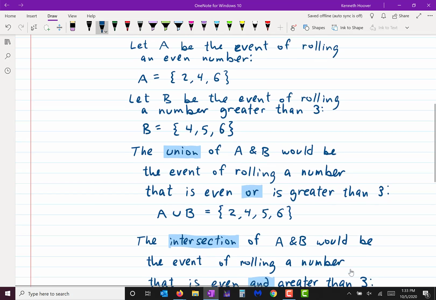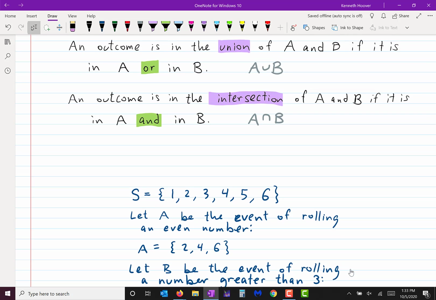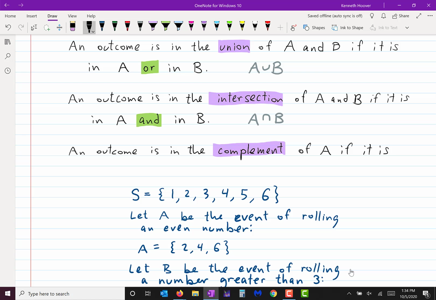Okay, and one more basic definition is complement. An outcome is in the complement of event A if it is not in A. And the symbol our book uses for that is an apostrophe, but we say prime. We say A prime or A complement.